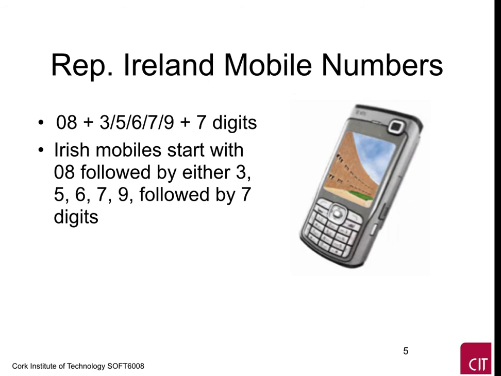So in Ireland, for example, mobile phone numbers have a particular format. So there's 083, 085, 086, 087. I'm old enough to have had an 088, but that's long gone. And there's 089, which is mostly for Erasmus students.